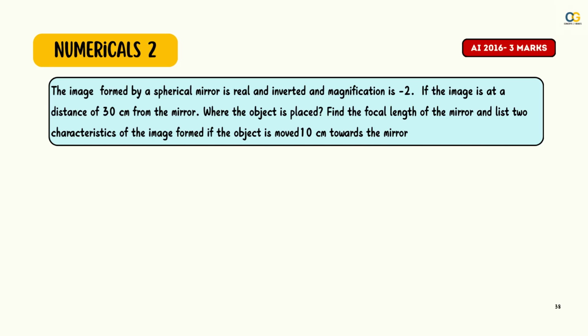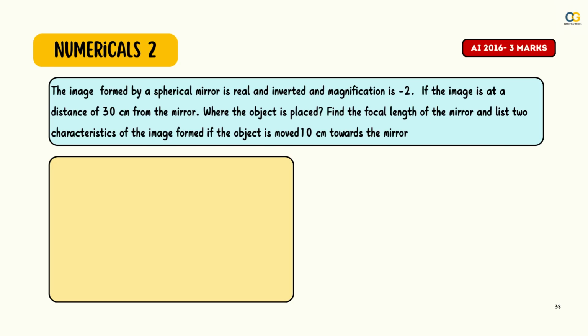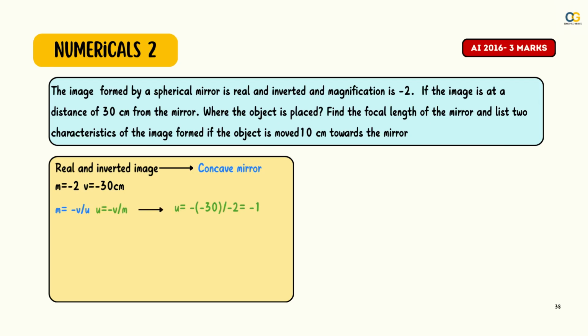Let us write what we know from the question. It's a real and inverted image, which implies that it's a concave mirror. We know the magnification is minus 2, and since it's a real and inverted image, it will be in front of the mirror, so your image distance will be minus 30. So magnification is given by minus V by U, so I can write U is equal to minus V by M. So U will be equal to minus of minus 30 divided by minus 2, which gives U to be equal to minus 15 centimeters.